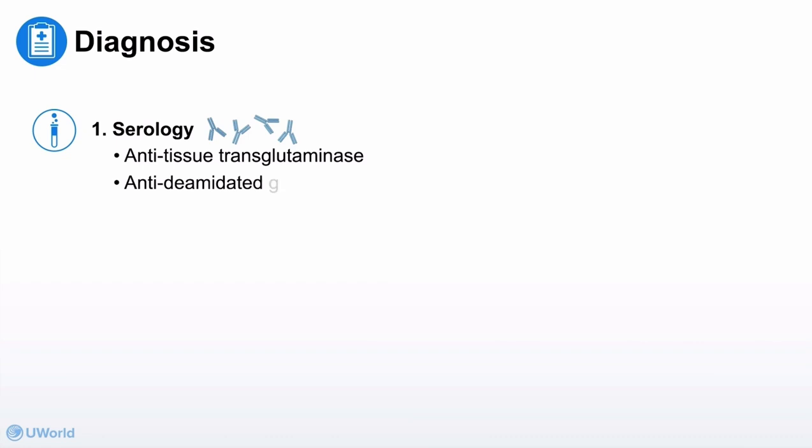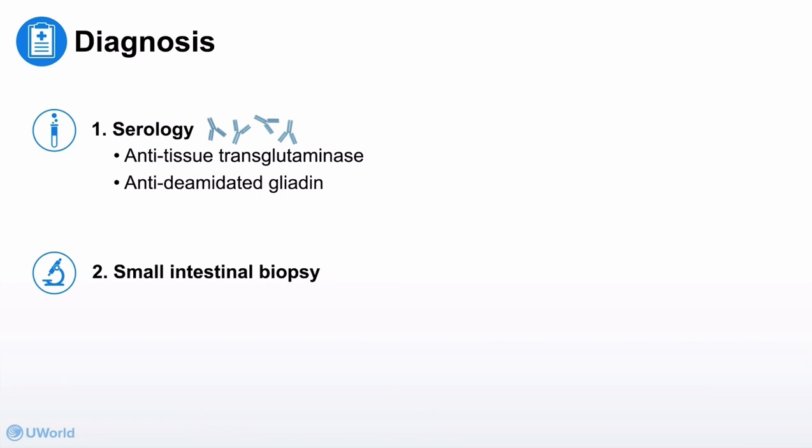There are two main tests that can help make the diagnosis. Serology can be used to detect elevated levels of certain antibodies associated with celiac disease, such as antibodies against tissue transglutaminase or deamidated gliadin. Small intestinal biopsy can then confirm the diagnosis.